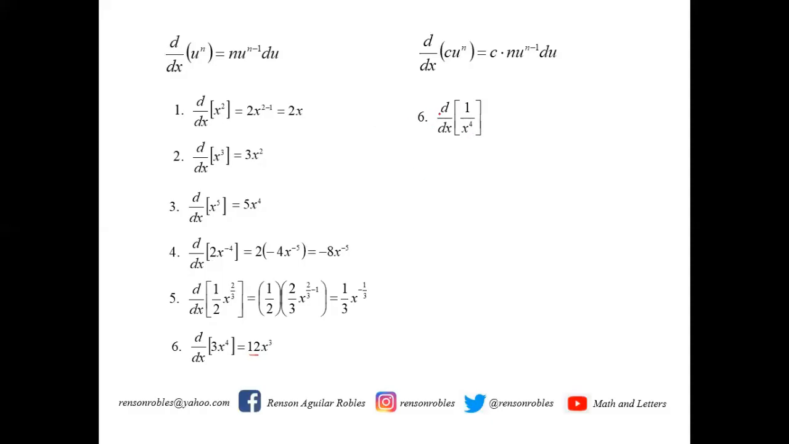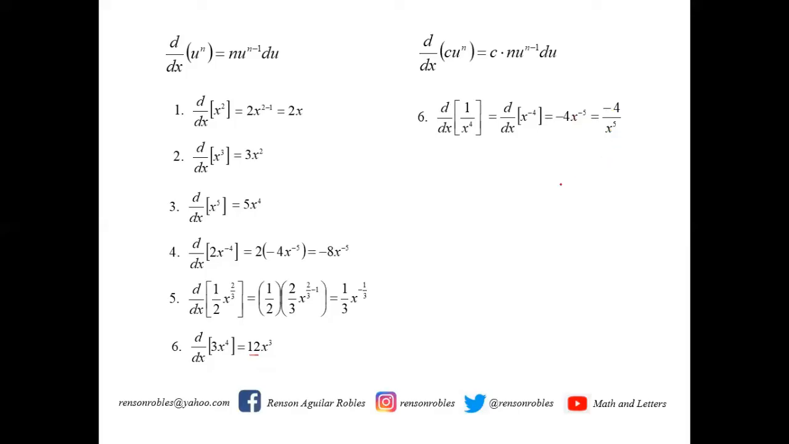Now, if you compare this number 6 with our examples from 1 to 6, you will notice that x raised to the nth power can be found on the denominator. So algebraically, we can rewrite 1 over x to the 4 as x raised to negative 4. So we can now apply the formula. We have negative 4, bring it down, and then copy x, and then you subtract 1 from negative 4. So that's negative 4x raised to negative 5. And if you want to express the power as positive, that's negative 4 all over x to the 5th power.